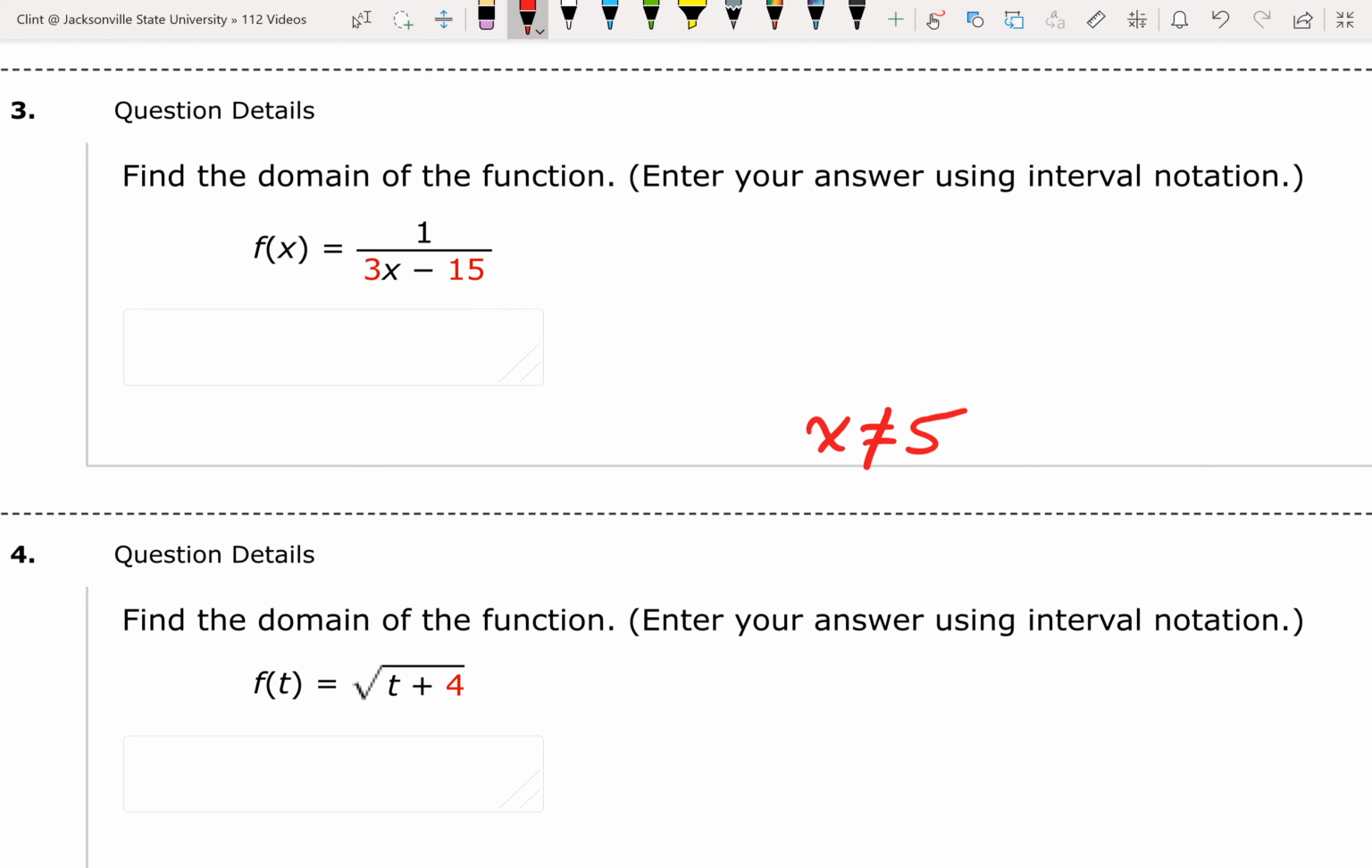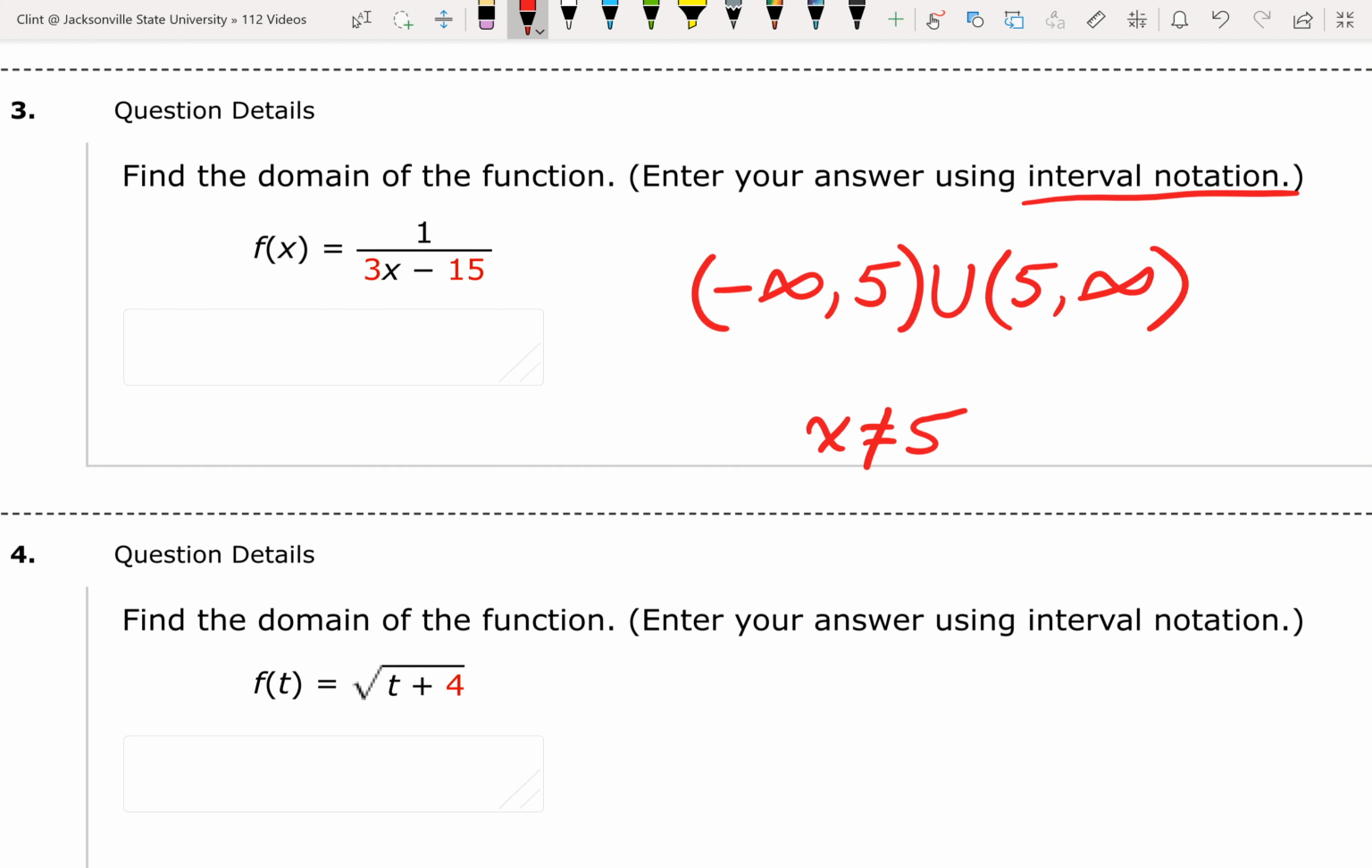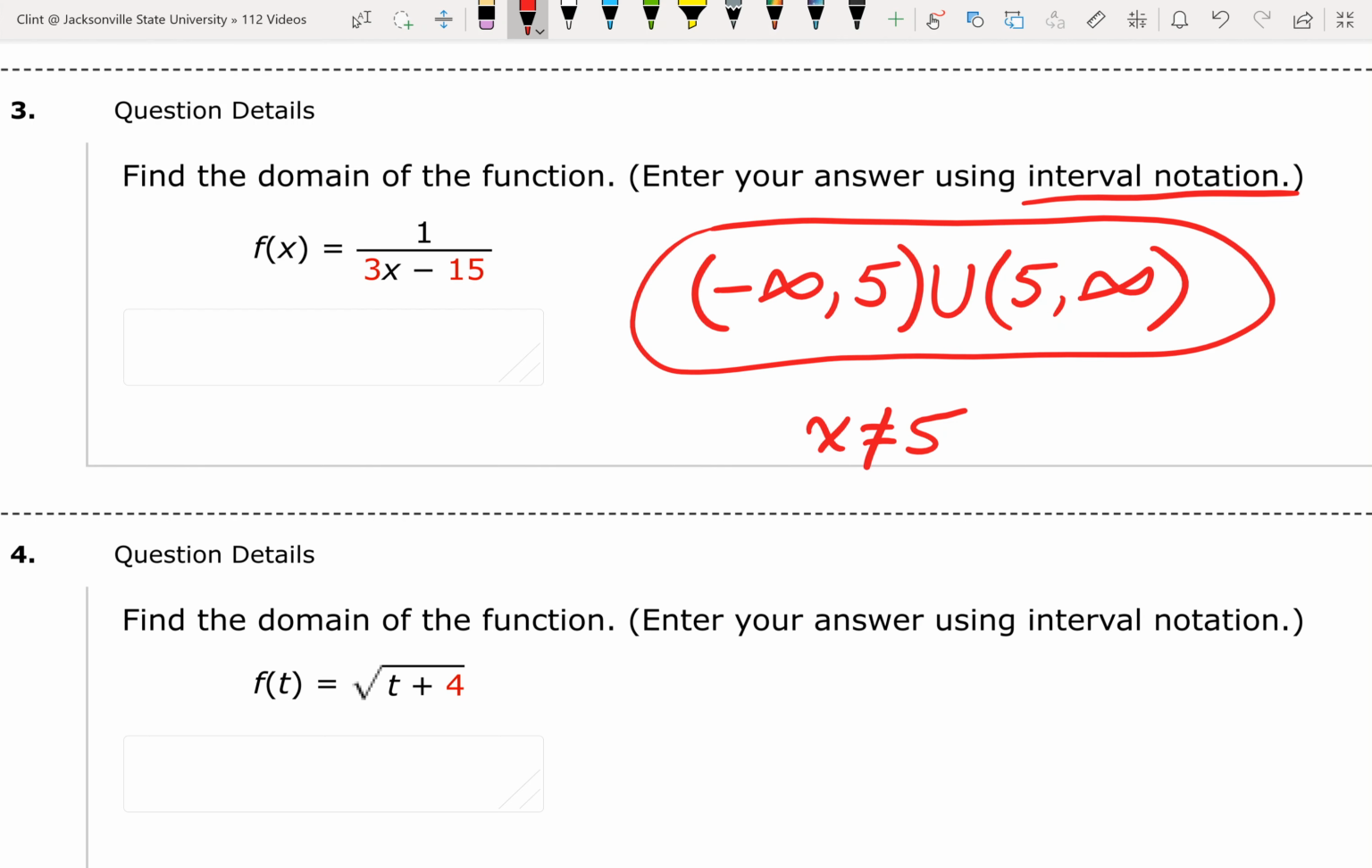It says to put our answer in interval notation. So it's all real numbers except 5. The smallest our x's can be is negative infinity, and then we run into trouble when we get to 5. We want to leave 5 out, so we use a parenthesis. Then we skip over 5, so we have another parenthesis, and then we can go all the way to infinity without running into any more trouble. Since we have two pieces, we need a union symbol to put those two pieces of the number line together. So in interval notation, there's our domain.